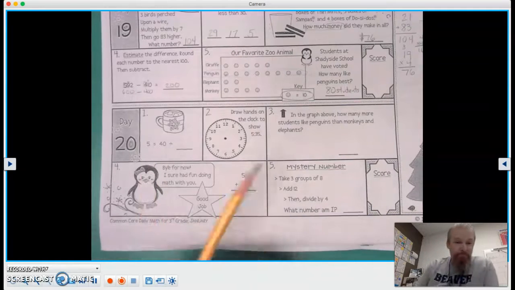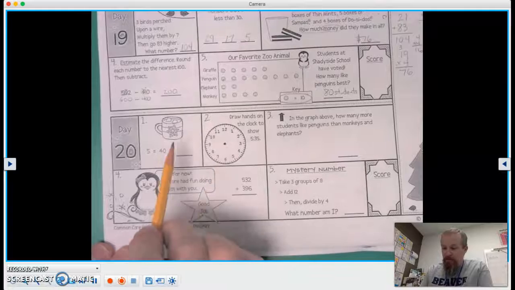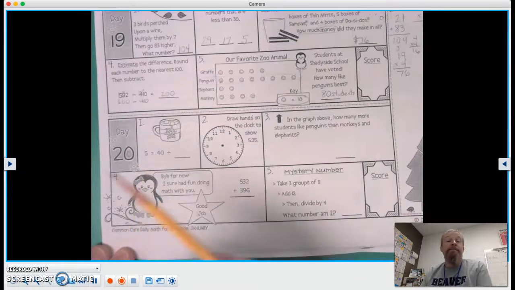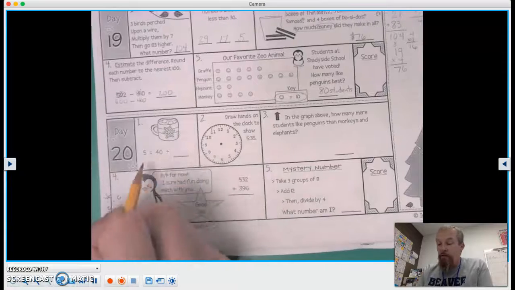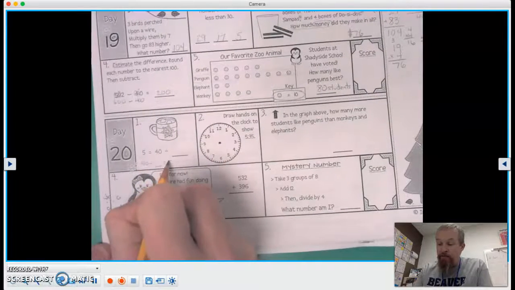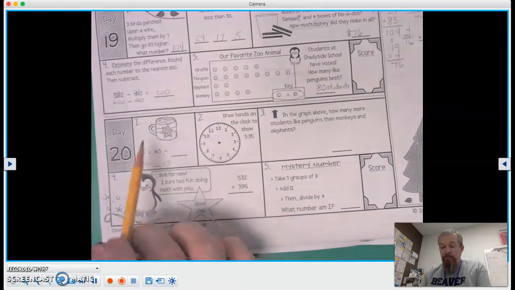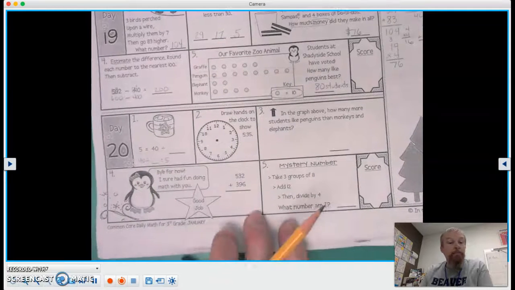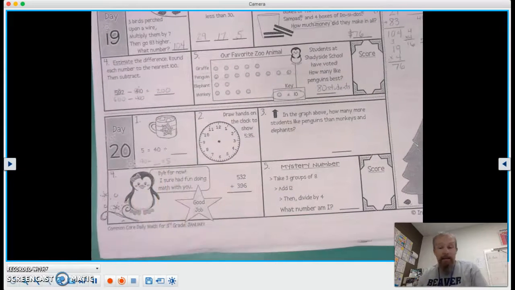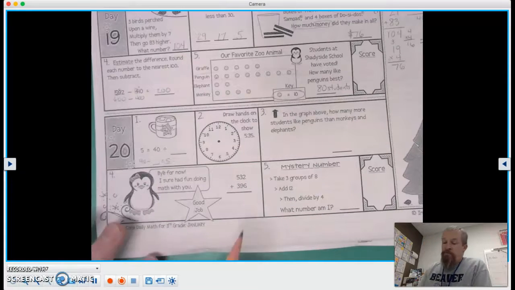Let's look at number 1. Nice little mug there, little snowflake. And it says 5 equals 40 divided by something. So again, we could also write it as 40 divided by something equals 5, right? It doesn't really matter what side we put the equal sign on. This side has to equal this side either way, right? They have to be equivalent.